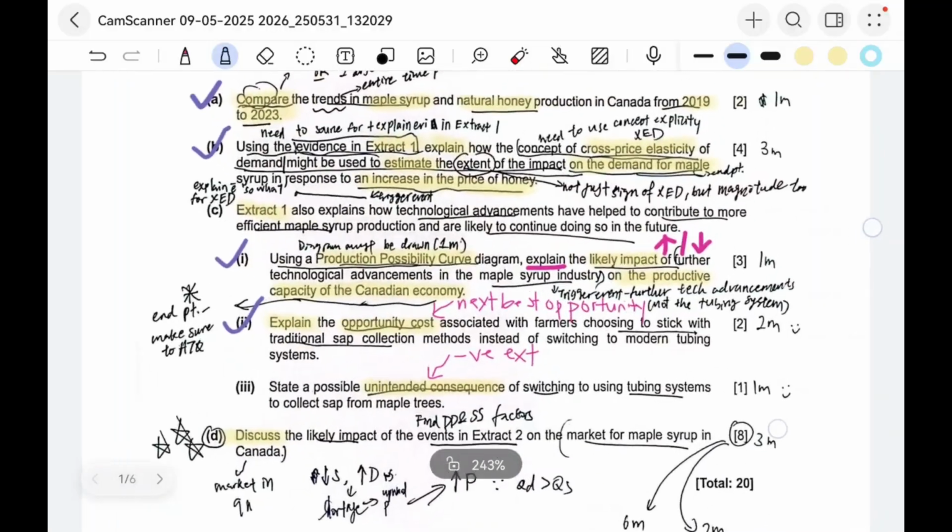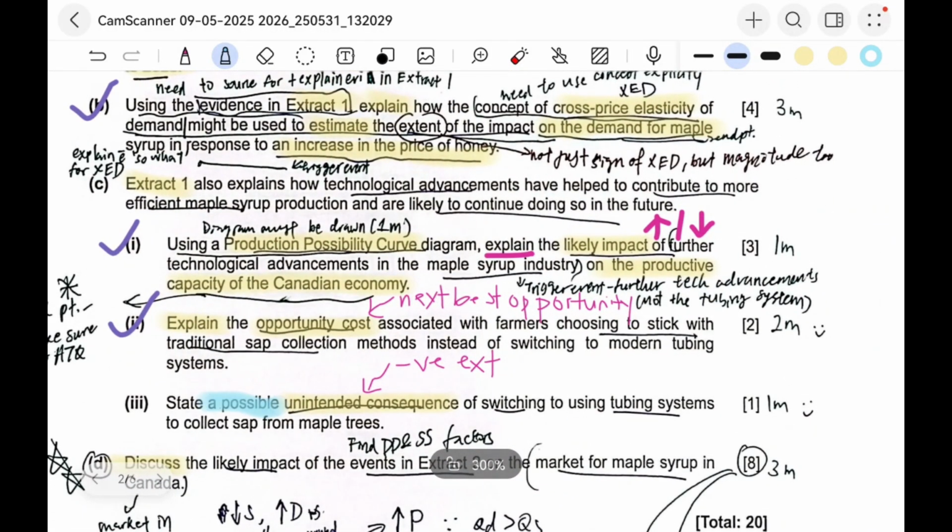Just state one, because it says state a possible. If it says state the possible, then it could mean just one. But here it is a possible, so I think you can choose any one. This is straightforward. You just say the unintended consequence is either increased unemployment in the industry because now the tubing system replaces the need for human labor. The second one is you say how it breaks down and pollutes the environment. So these two are okay.